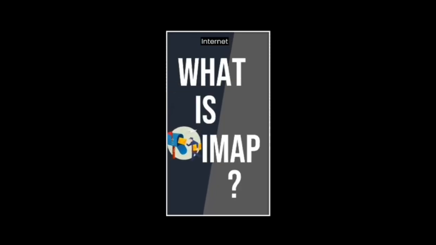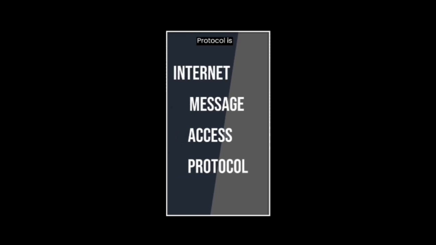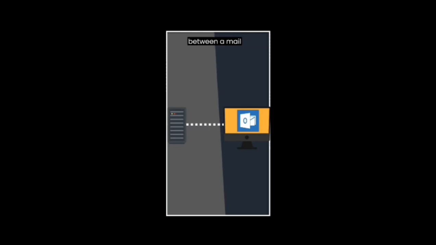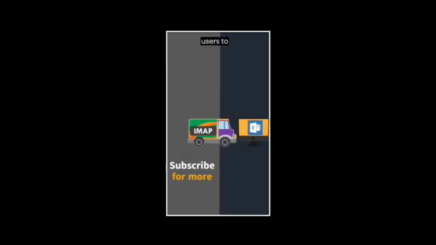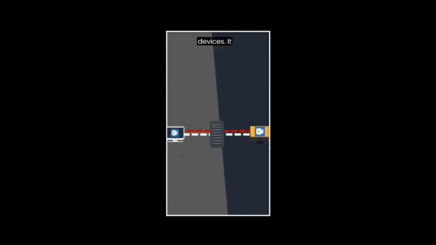IMAP stands for Internet Message Access Protocol. It allows users to access their emails directly from the mail server. When we open an email using IMAP, the message stays stored on the server, which means we can check our emails from any device, like our phone or tablet, and still see the same inbox. It keeps everything synchronized and up to date. This is very useful for people who use multiple devices to read and manage their emails.